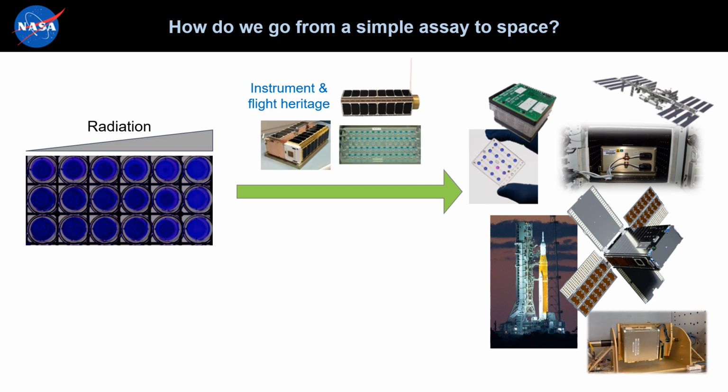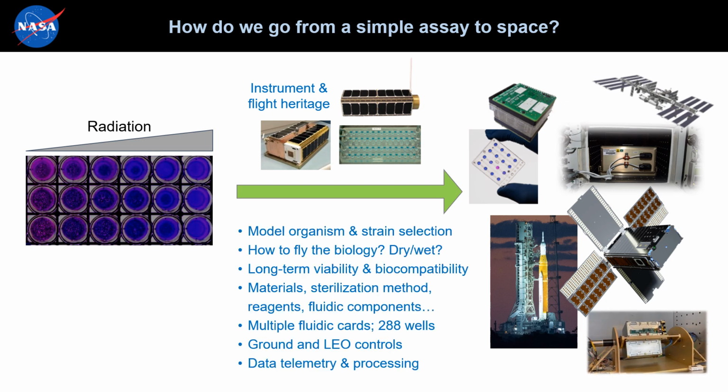So what is important to perform these experiments? You need this instrument, this hardware, these devices that have a lot of heritage in order to have some success in these missions. And a lot of what happens is a lot of the processes involve what do you choose to go to space. In this case, we decided on baker's yeast. We selected a variety of strains. How do we fly? Do we fly dry or wet? It needed to be dry. Then in order to do these missions, you also need to know, are they compatible with the plastics?